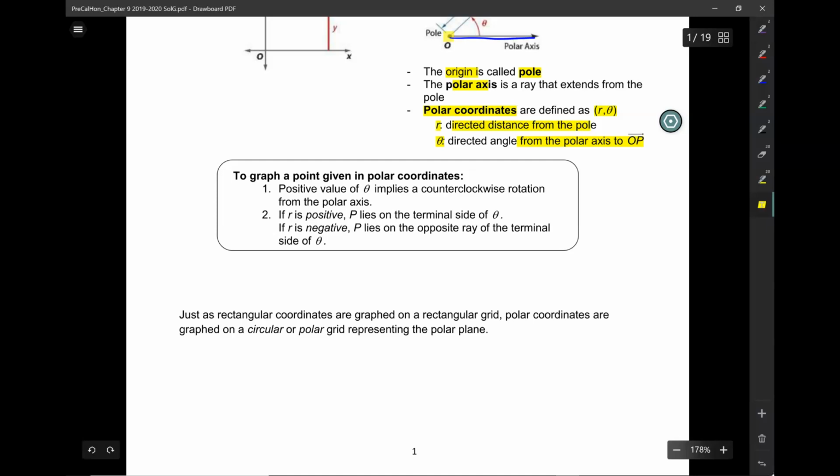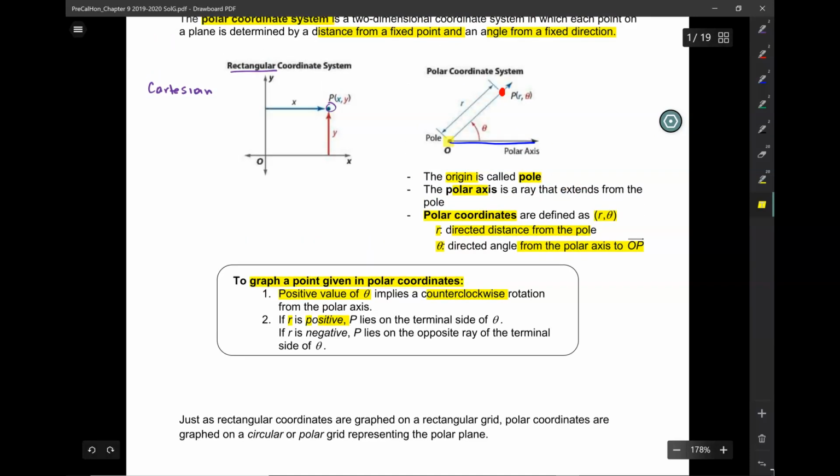And you will all be given correct graphs for this. Now, a positive value of theta implies counterclockwise rotation. We know this because we've done chapter 4, right? Now, if r is positive, it lies on the terminal side of theta.